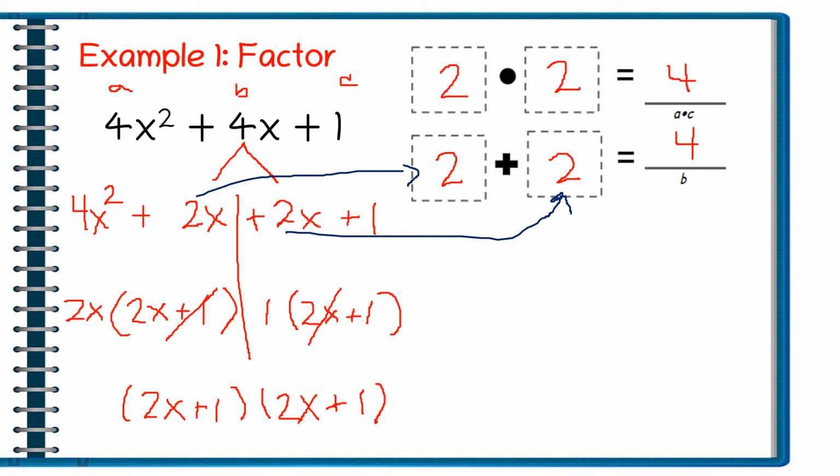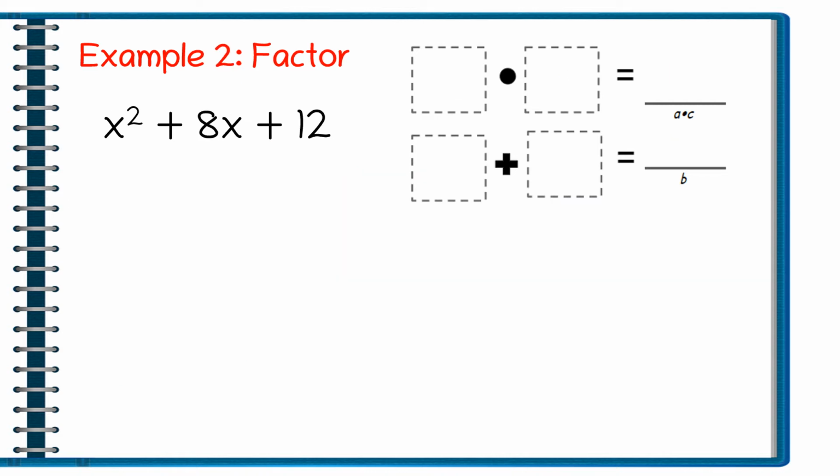All right, let's try one more. Okay, so this time we have a 1 in the front. That's going to be our A. Our B is going to be 8, and our C is 12. So the first thing we do is we multiply A times C, so 1 times 12 is 12. And then B is 8. So we're looking for 2 numbers that can multiply to make 12, but also add up to 8.